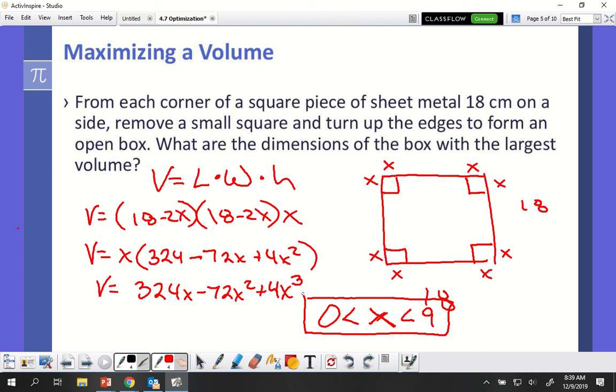And it asks for dimensions now. So I know that the height would equal 3. And then my length, what would my length be? 12. And the width? Also 12. Wait, how do we get 12? Because if x is 3, then 3 and 3, that's going to be 6, or I could plug it in right here. So it's going to be 18 minus 6, which gives me 12.